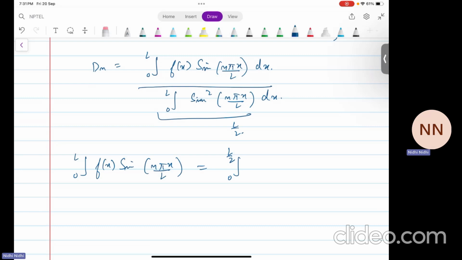Integral from 0 to L by 2 of 2k by L times x sine n pi x by L, plus integral from L by 2 to L of 2k (L minus x) by L times sine n pi x by L. This is all just basic integration. You all can do it very well.